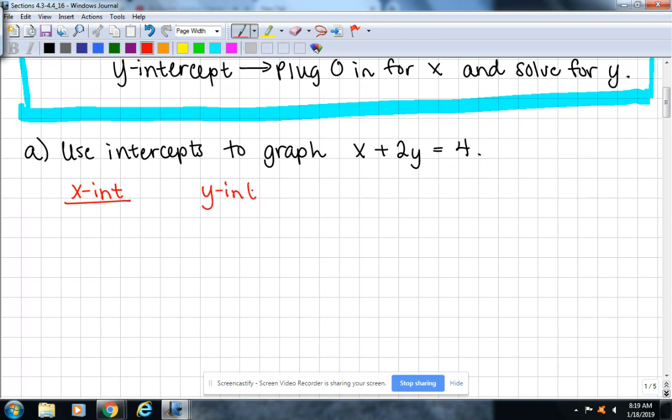Now, the only time you're not going to have both intercepts is if you have a horizontal or a vertical line. Okay, so if you have a vertical line, you're only going to have an x-intercept, and if you have a horizontal line, you're only going to have a y-intercept. Okay, so this is for slanted lines.